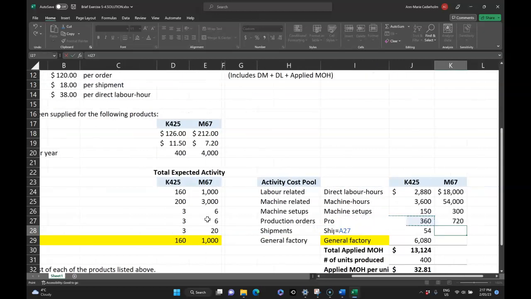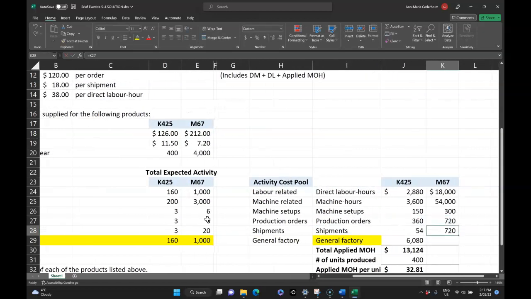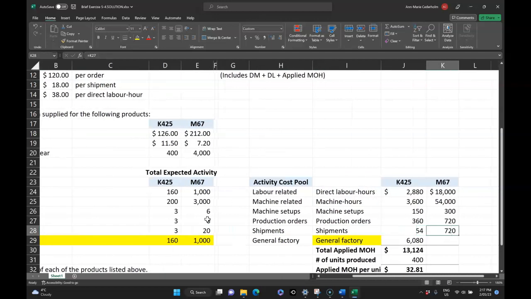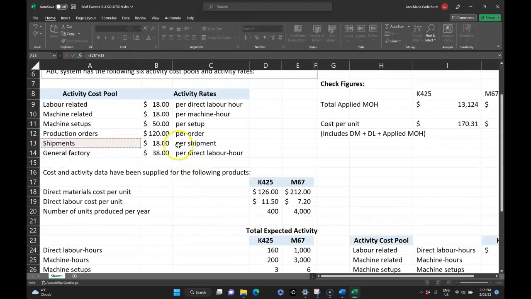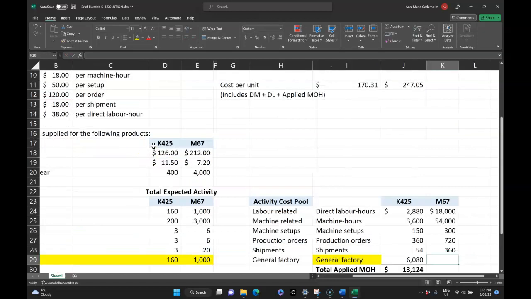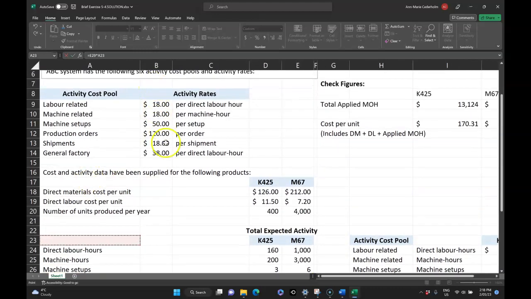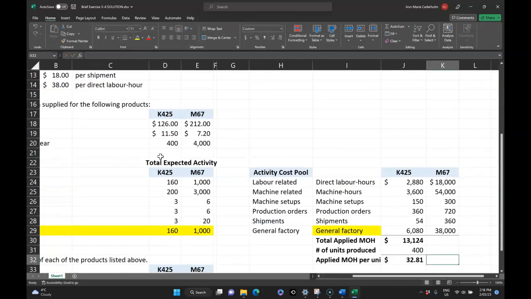Oh, I gotta check if I did that right. Shipments are 20. And then I'm going to multiply the 20 shipments by $18 per shipment. And then general factory is 1,000 direct labor hours. And then I'm going to multiply that by my predetermined overhead rate for general factory, which is 38. And now I'll add all of these together as well.